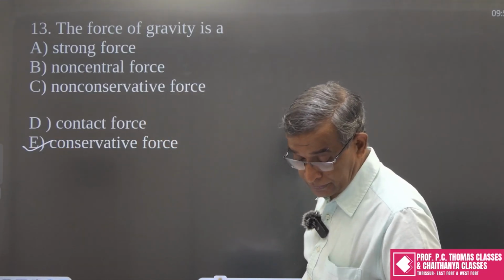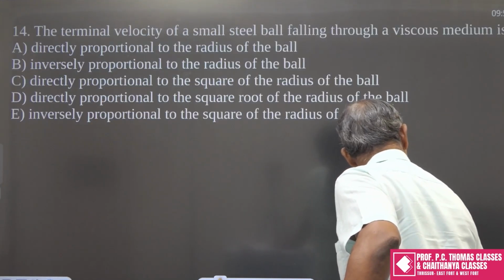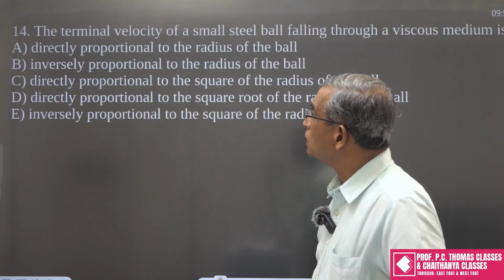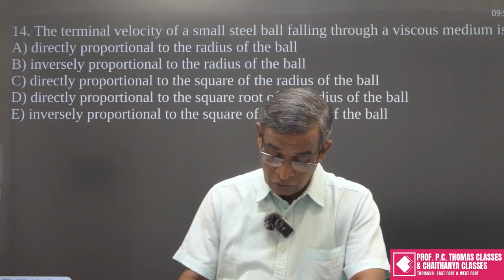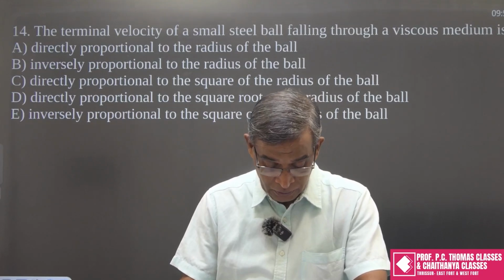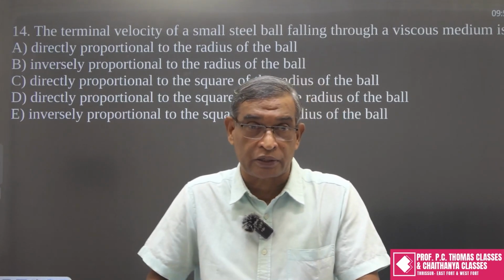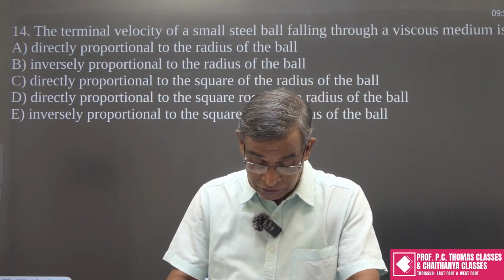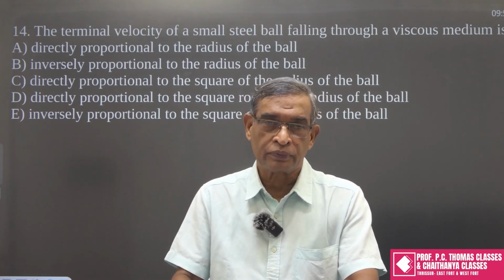Next question. The terminal velocity of a small steel ball falling through a viscous medium depends on many parameters. Out of these, the dependence is on the radius. We have to think about the radius.